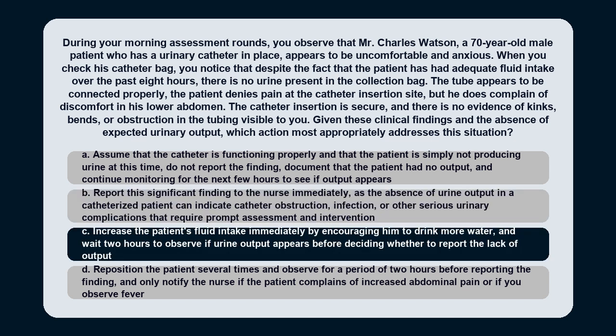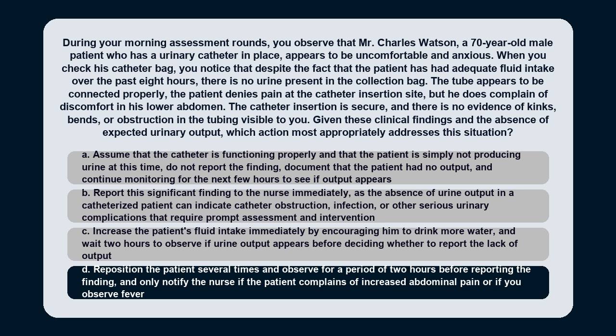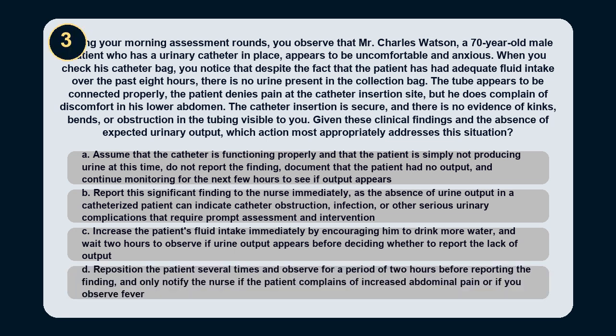Option C. Increase the patient's fluid intake immediately by encouraging him to drink more water and wait 2 hours to observe if urine output appears before deciding whether to report the lack of output. Option D. Reposition the patient several times and observe for a period of 2 hours before reporting the finding, and only notify the nurse if the patient complains of increased abdominal pain or if you observe fever.